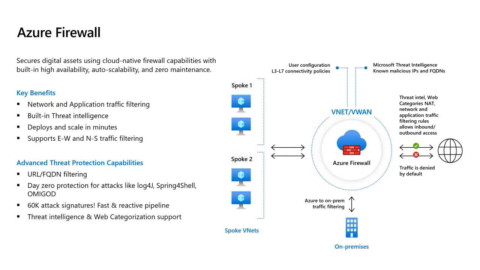In terms of its advanced threat protection capabilities, which are available in the Azure Firewall Premium SKU, it has the ability to offer URL and FQDN filtering. It's able to detect zero-day attacks and offers protection against day zero attacks. It also has an IDPS engine, which has over 60,000 attack signatures, offering a fast and reactive pipeline to detect and prevent attacks. It also has threat intelligence and web categorization support.